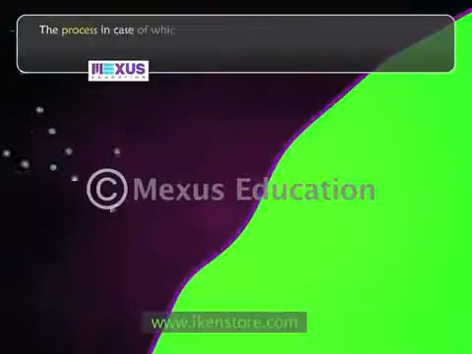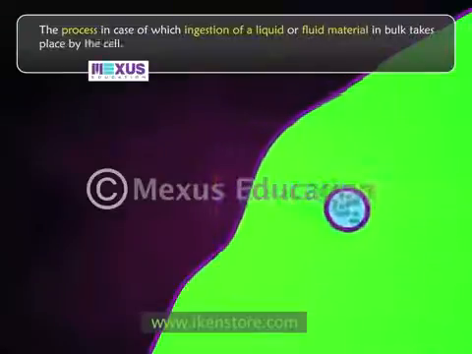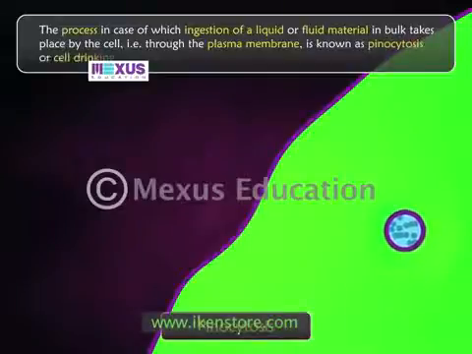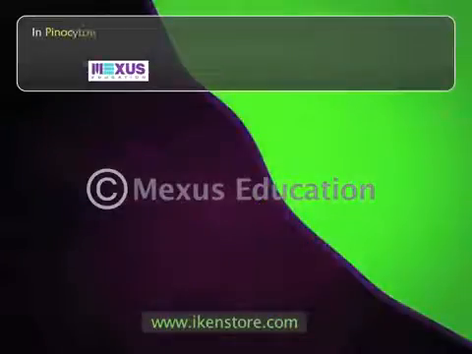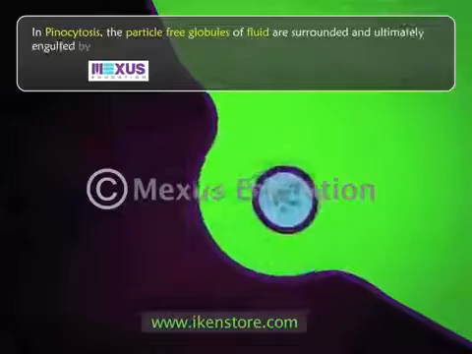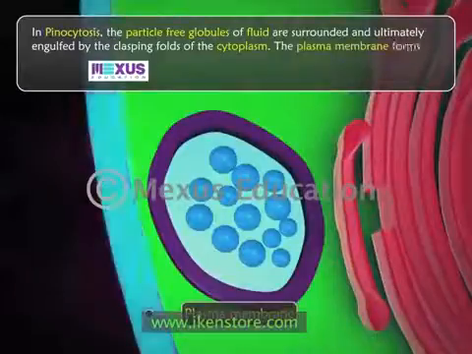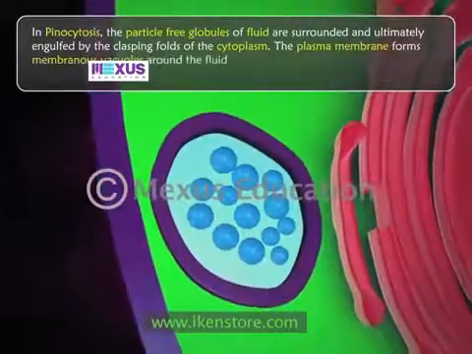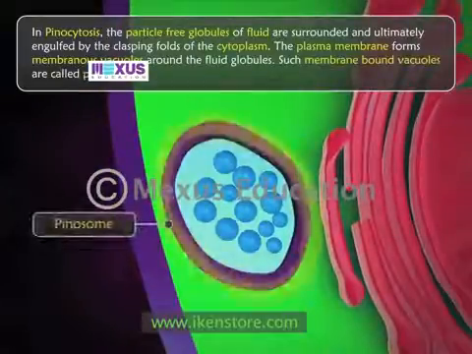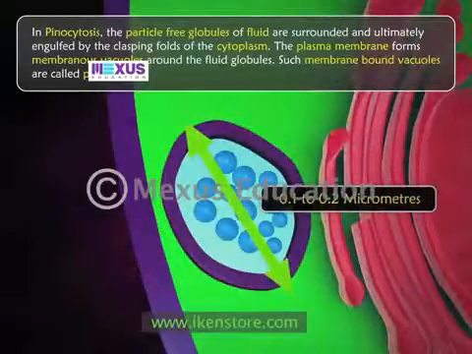The process in which ingestion of a liquid or fluid material in bulk takes place by the cell through the plasma membrane is known as pinocytosis or cell drinking. In pinocytosis, the particle-free globules of fluid are surrounded and ultimately engulfed by the clasping folds of the cytoplasm. The plasma membrane forms membranous vacuoles around the fluid globules. Such membrane-bound vacuoles are called pinosomes, which are 0.1 to 0.2 micrometers in diameter.